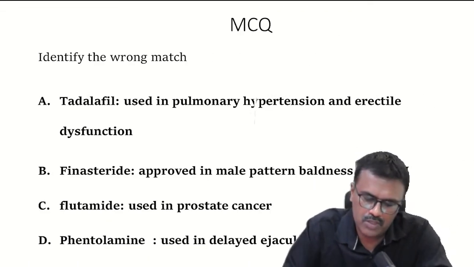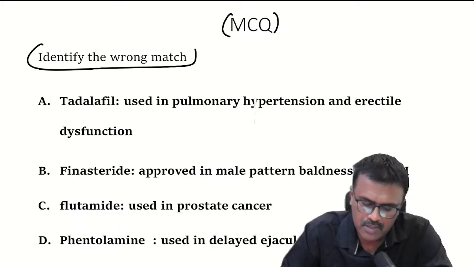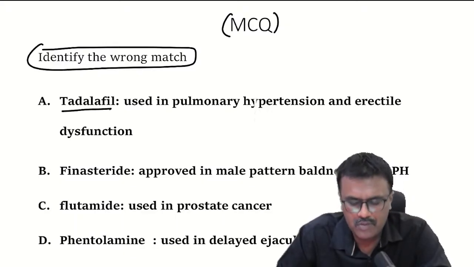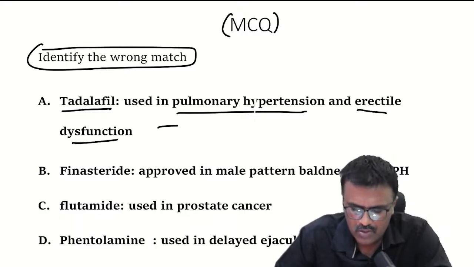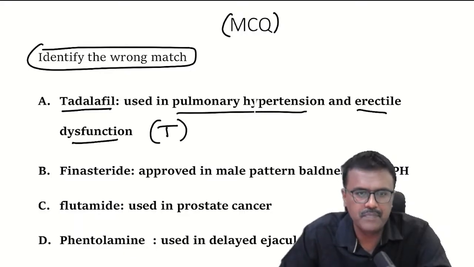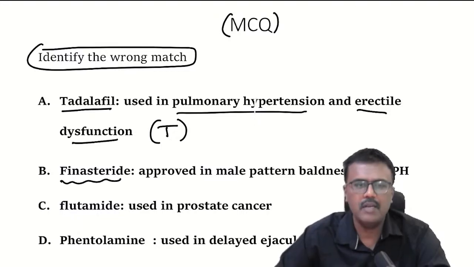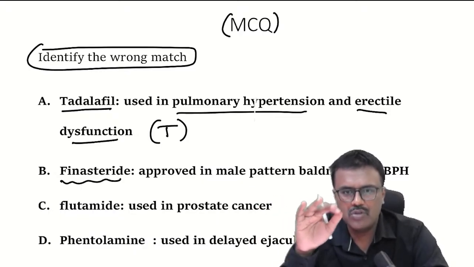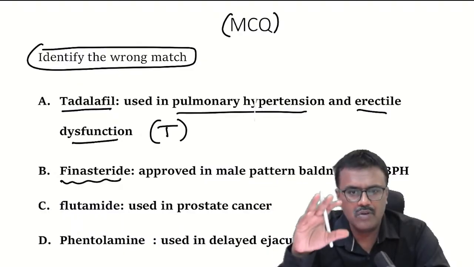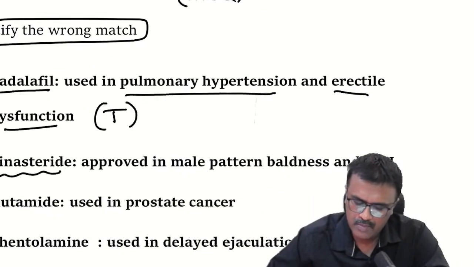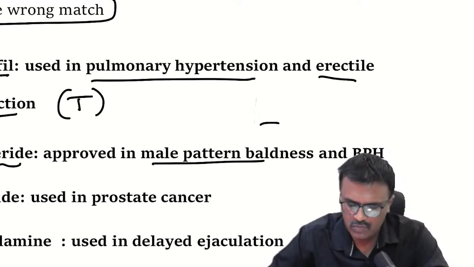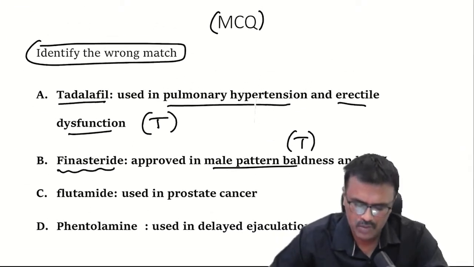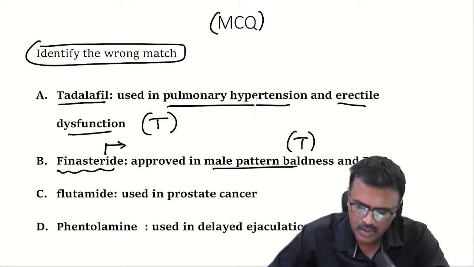Now moving on to the next question, identify the wrong match. Tadalafil, phosphodiesterase 5 inhibitor used in pulmonary hypertension and erectile dysfunction. True. I have told you that already. Finasteride, what does it inhibit? It inhibits 5-alpha reductase. So what happens if I inhibit 5-alpha reductase? Testosterone will not become dihydrotestosterone. Dihydrotestosterone is more potent. Finasteride is approved in male pattern baldness and BPH. True. And also it is approved for hirsutism in females.